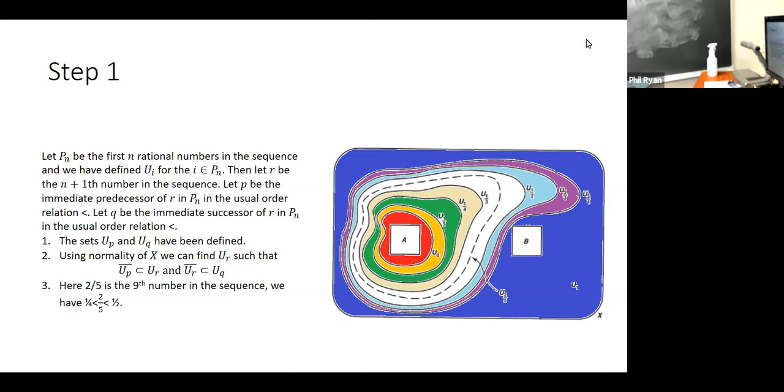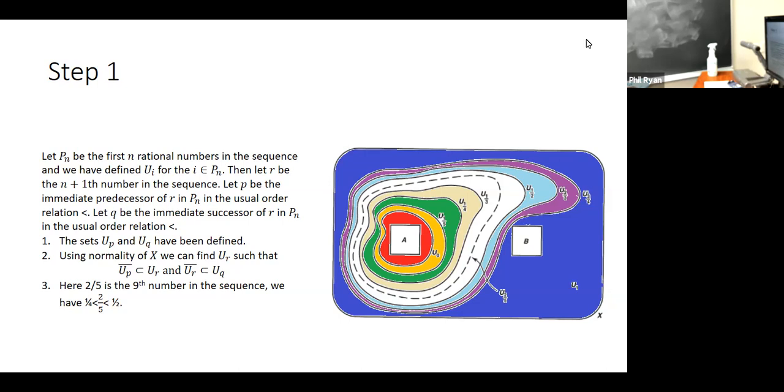Okay, and so we're going to be able to put that between two numbers in the actual order of the rational numbers, right? Because 0 and 1 have already been accounted for, and 0 is always going to be the minimum element of our set, and 1 is always going to be the maximum element of the set. We're always going to be able to find two rational numbers that occurred before it, and that's going to be the immediate predecessor and the immediate successor. Right. So if those numbers are P and Q, that means the sets UP and UQ have already been defined.